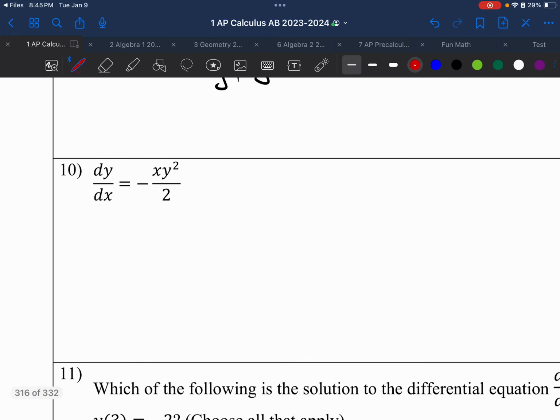And number 10, we do have a fraction. Let's go ahead and say that the negative actually belongs in the top. So when I do my cross multiplication for my separate step, cross multiplying the 2 times dy is a 2 dy. Cross multiplying the other direction gives me a negative xy squared dx.